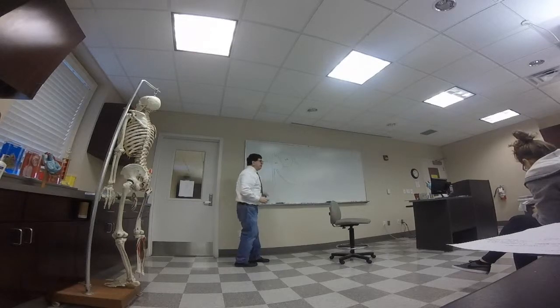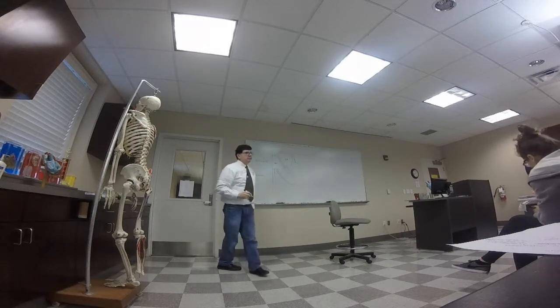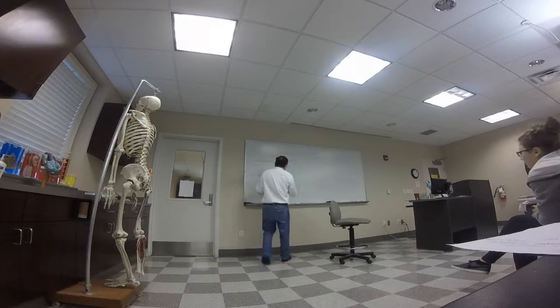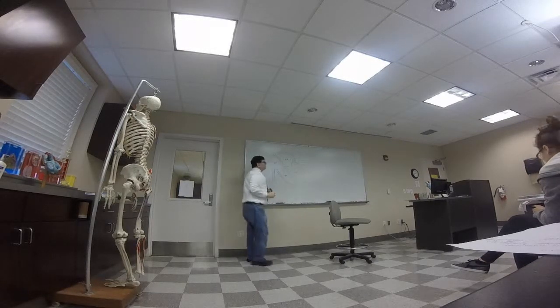To refer to the lower chambers, we use the term ventricles. And so on the right side, of course, this would be the right ventricle. And this here would be the left ventricle.